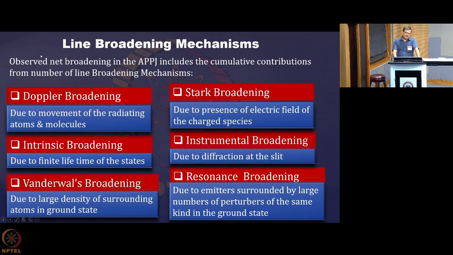The first one is Doppler broadening, that occurs due to movement of radiating atoms and molecules. Then the other one is intrinsic broadening. This is due to the finite lifetime of the states. Basically this comes from the uncertainty principle. This width is coming directly from the lifetime of the states. So delta E, delta t, that uncertainty relationship is giving you the intrinsic broadening.